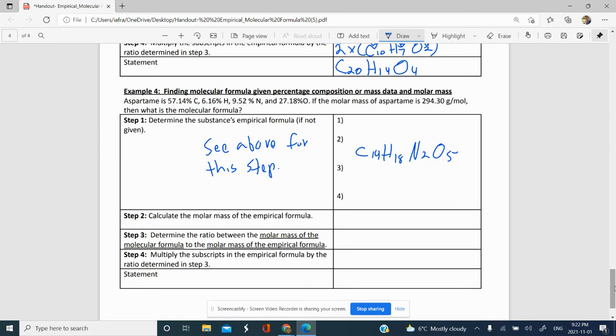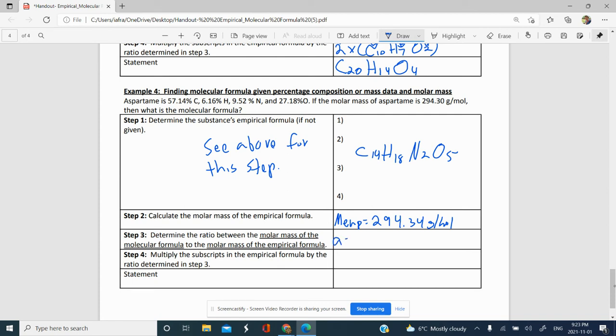So I'll find the molar mass of that. So molar mass of empirical is going to be 14 times 12.01 plus 18 times 1.01 plus 2 times 14.01 for the nitrogen plus 5 times 16 for the oxygen. And we get a molar mass of 294.34 grams per mole.